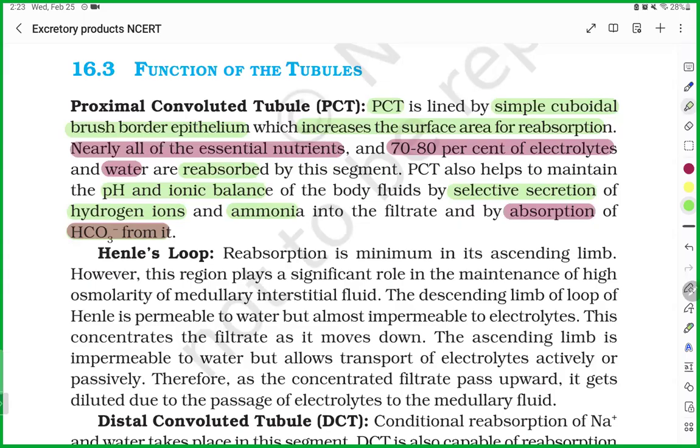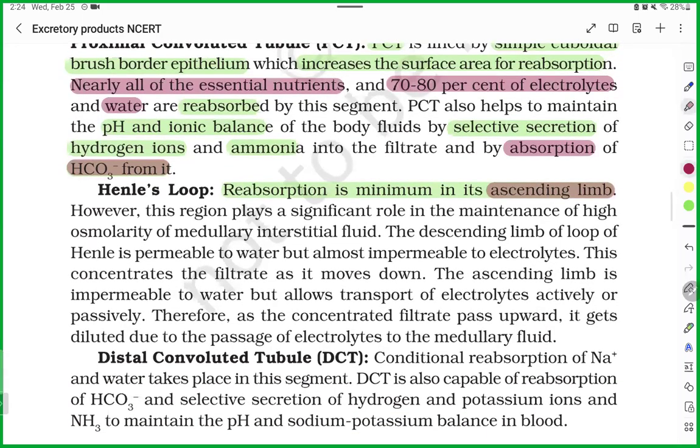So guys, and absorption of bicarbonate. Second is loop of Henle. Reabsorption is minimum in the ascending limb. Very important statement. Why? Because the ascending limb is water impermeable. Like which segment is permeable to water or electrolyte, you get confused, so I'll explain this in an easy way. Don't worry about this. This region plays a significant role in the maintenance of high osmolarity in the medullary interstitium.